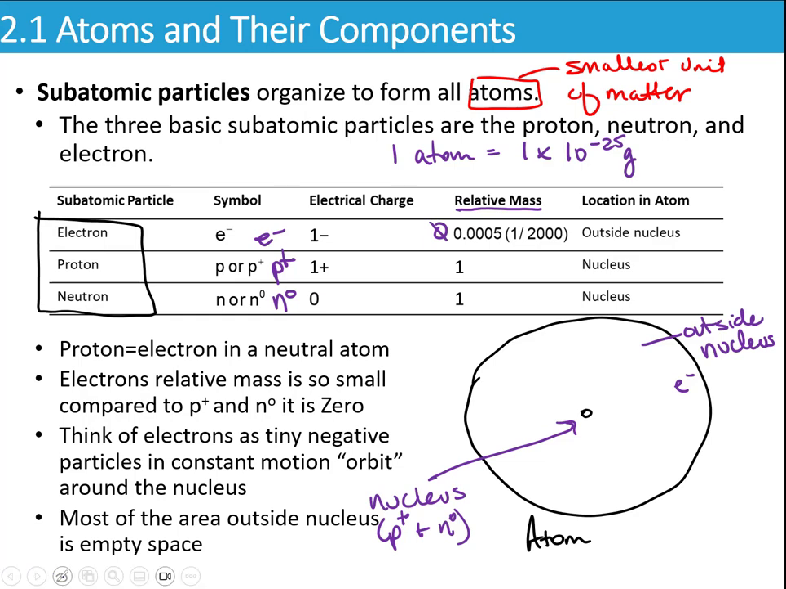Electrons are in constant motion, moving around that nucleus. They stay in their little area outside of the nucleus, and they're in this constant motion, so they don't just sit still. Whereas protons and neutrons are all kind of clustered together in this very dense core. It's dense because that's where all the mass is. The nucleus holds all the mass for the atom, protons and neutrons.